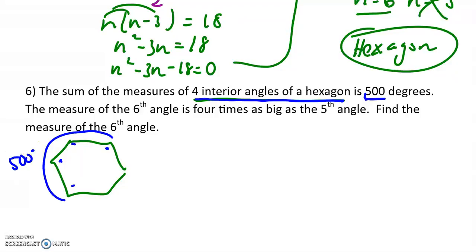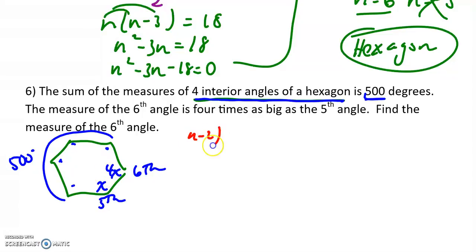If we keep going on the problem, it says the measure of the 6th angle is 4 times as big as the 5th. So if we call this the 5th angle and this the 6th, I would represent the 5th angle by x and the 6th angle 4 times as large as 4x. So if we want to find the measure of the 6th angle, we need to continue with a theme we've been talking about with interior angles.